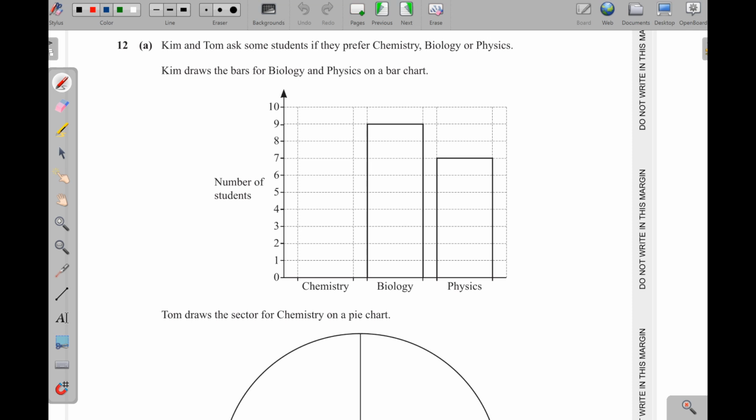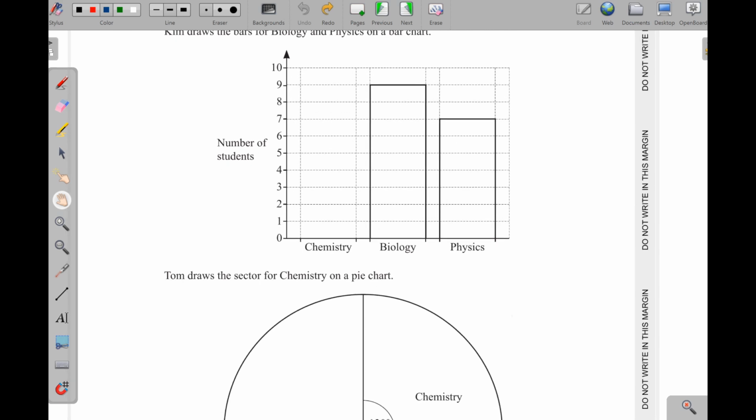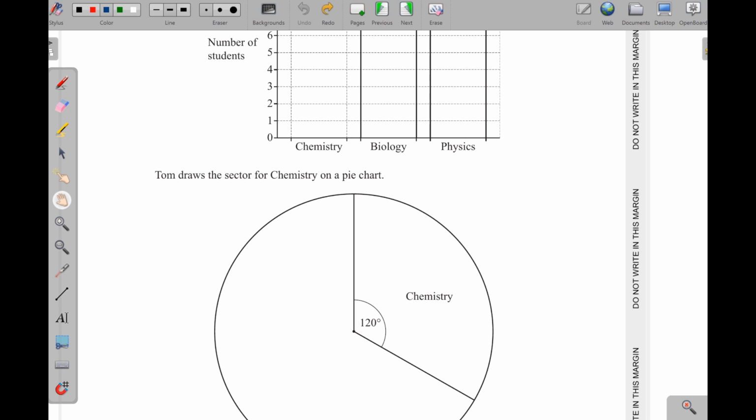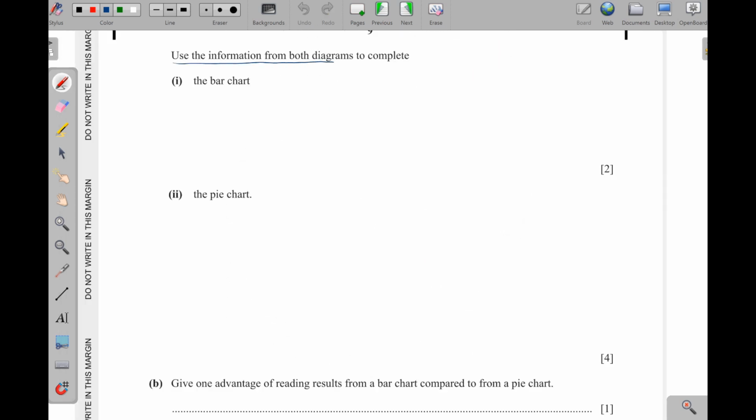Okay. Question 12 is coming from statistics part A. Kim and Tom ask some students if they prefer chemistry, biology, or physics. Kim draws the bars for biology and physics on a bar chart, and these are the ones here. Then they are saying here that Tom draws the sector for chemistry in a pie chart that is 120. Okay, then they are saying use the information from both diagrams to complete the bar chart.